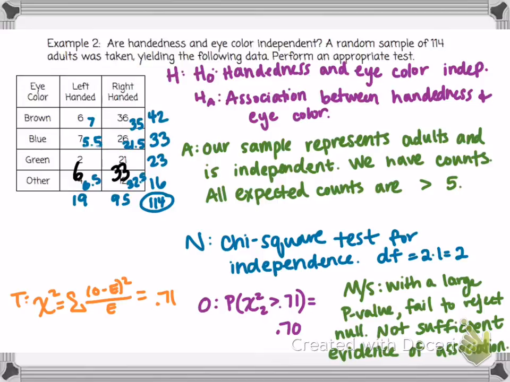I don't think I've ever heard anybody say that if you're right-handed, you're more likely to be blue-eyed or anything like that. That makes logical sense to me, that there's not an association between those. Okay? Cool? Good. Let's finish up those notes and talk about when to use which of the chi-squared tests.